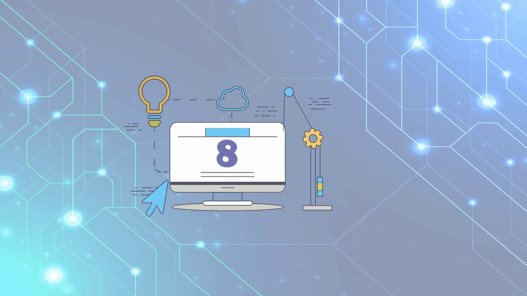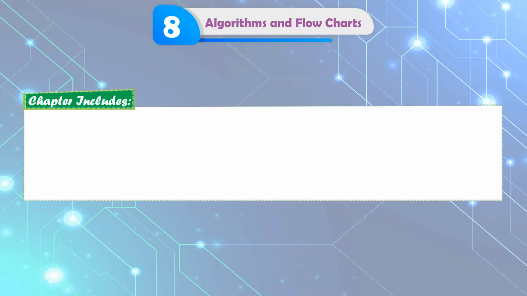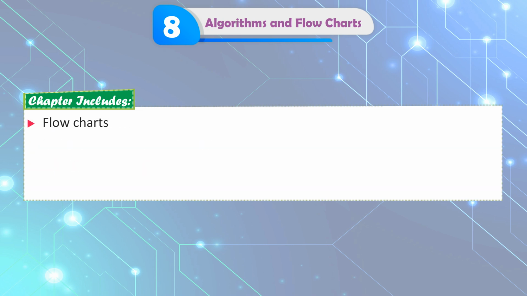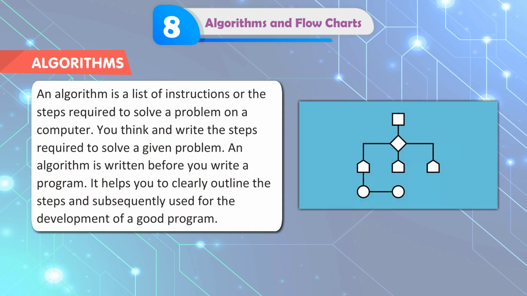Chapter 8: Algorithms and Flowcharts. This chapter includes algorithms, rules for writing an algorithm, advantages of an algorithm, flowcharts, and the working of flowcharts. Algorithms. An algorithm is a list of instructions or the steps required to solve a problem on a computer.